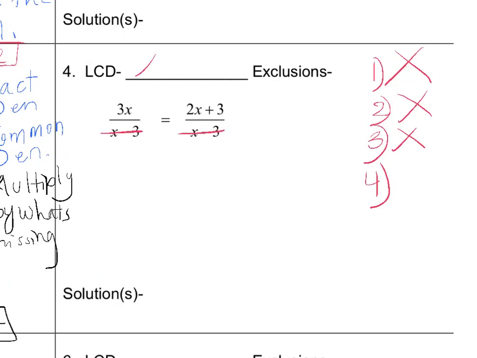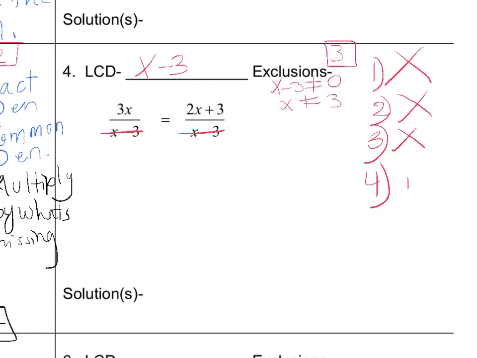So the LCD in this case was x minus 3, and the exclusion is that the bottom, which is x minus 3, should be different from 0. So x should be different from 3. Keep that in mind. If you get an answer that's 3, you can directly say not accepted.